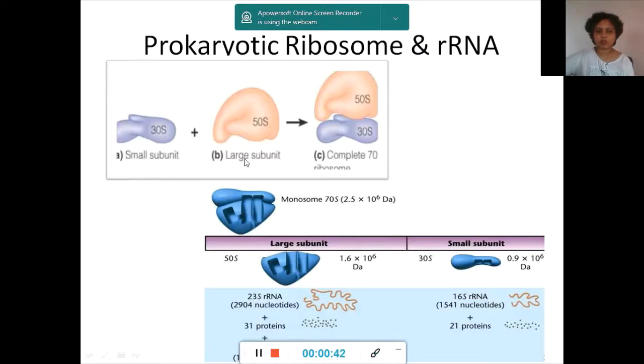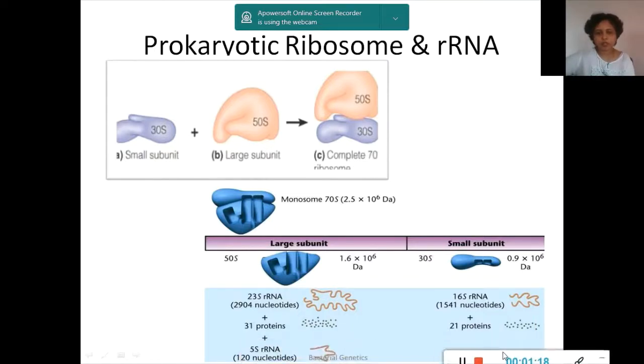Now, in the case of prokaryotes, the ribosome has different subunits, as in the eukaryotes. The prokaryotic ribosome mainly consists of two subunits: a small subunit called the 30S subunit, and a large subunit called the 50S subunit, which get assembled to form the 70S whole unit. In between these, what happens? There are certain rRNAs attached, and that's what we are going to talk about now.